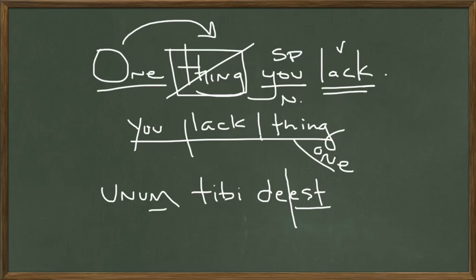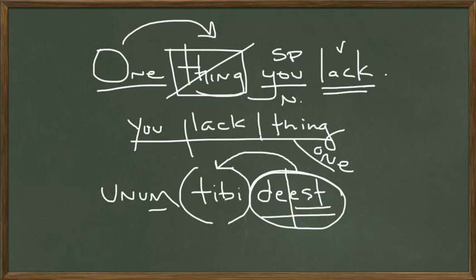And remember, this lesson is about the combination of forms of sum followed by the dative. This is a dative pronoun. So, you are without one thing, you lack. Because of deest, you goes into the dative case. And it's because of this verb, deest. Let's look at another example.